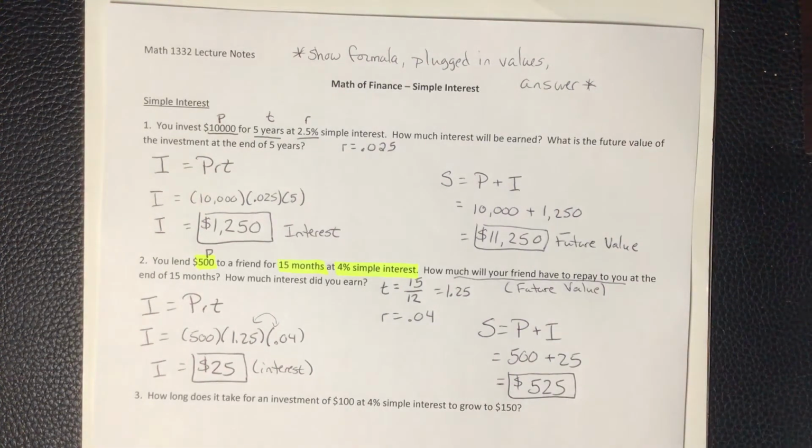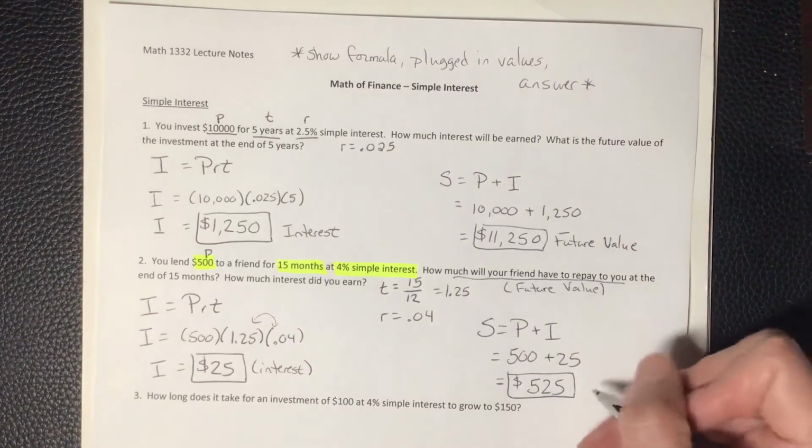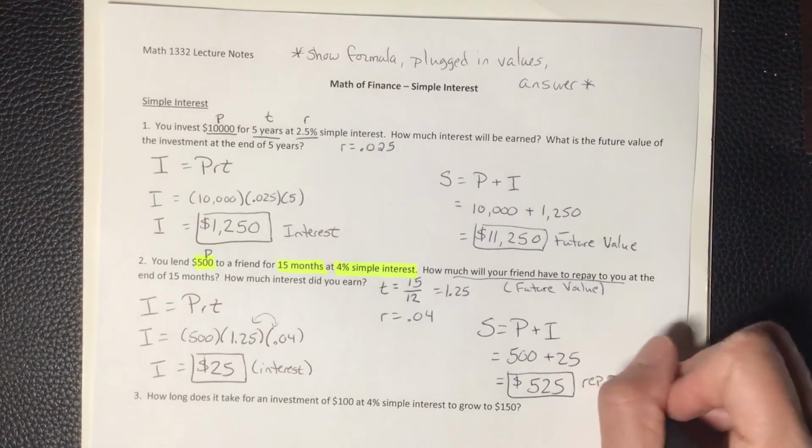So in total, your friend's going to pay you back $525. And that's how much he's going to repay.